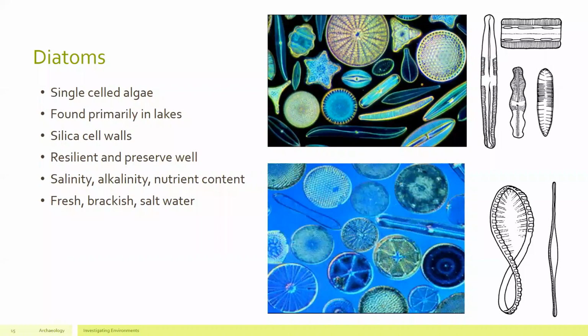They reflect levels in salinity, alkalinity, nutrient content, again, because they're so sensitive to changes. When you find that different species are present, you can understand if the pond was fresh water, if it was brackish water, or if it was totally salt water, and different other conditions of the water through time.